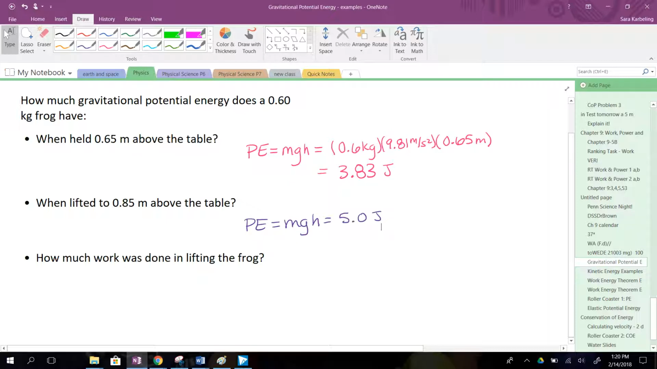So, how much work do you got? Force times distance? Wait, are they parallel now? Yeah. Isn't that one parallel? Yes. So the distance is. Wait, which one are we doing? The bottom one. How much work is done in lifting the frog from 0.65 to 0.85? Let me say it that way.